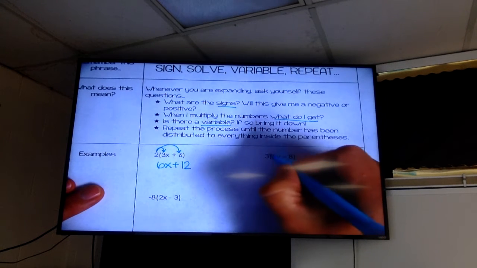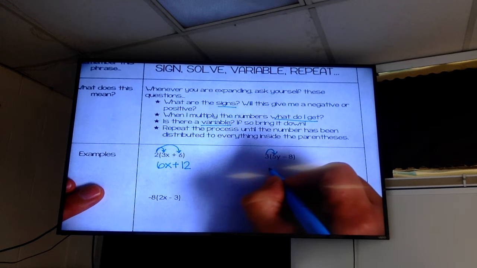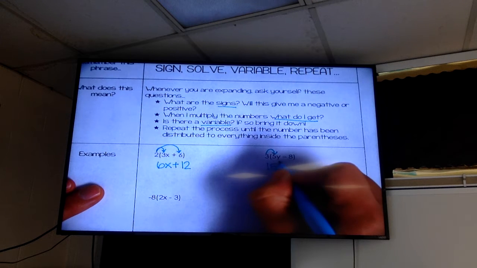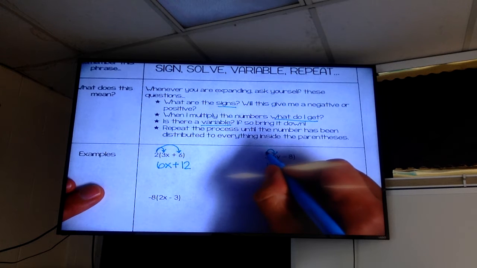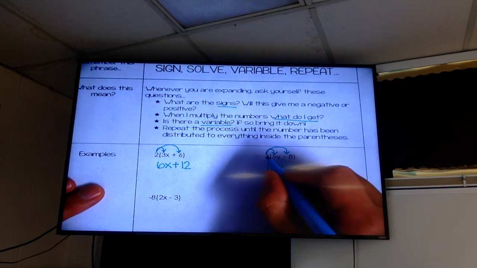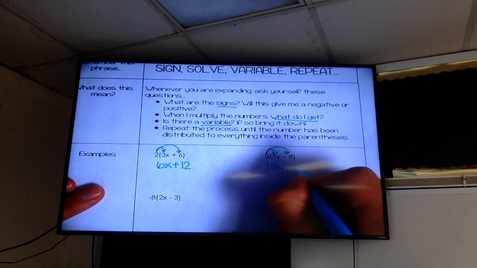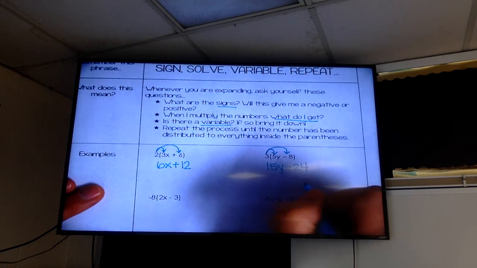So let's try this again. So I would say sign, positive times positive is positive. Solve, 3 times 5 is 15. Variable is y, and I bring that down. And now I'm going to repeat. A positive times a negative is a negative. 3 times 8 is 24. There is no variable here, so I'm done.